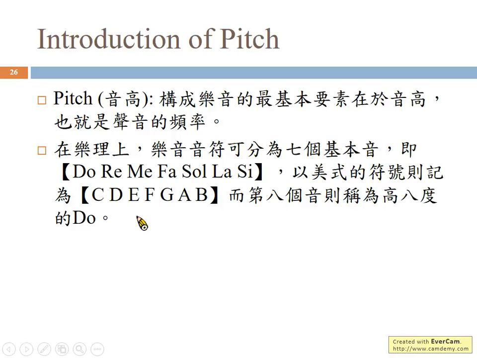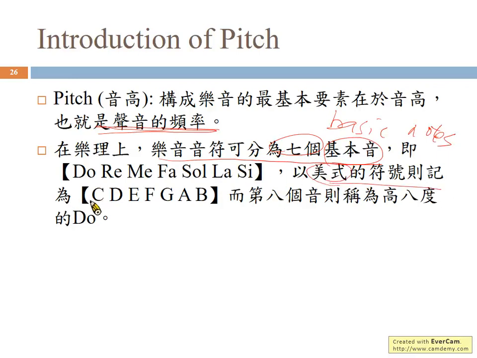The third part of the music features is based on pitch. Pitch is also one of the most important factors to describe the frequency characteristics of music. In music theory, musical notes can be divided into seven basic notes: do re mi fa sol la si. In American style, we denote them as C D E F G A B, and then do again. The next do is apart from the previous do by one octave. So this is what we said before.